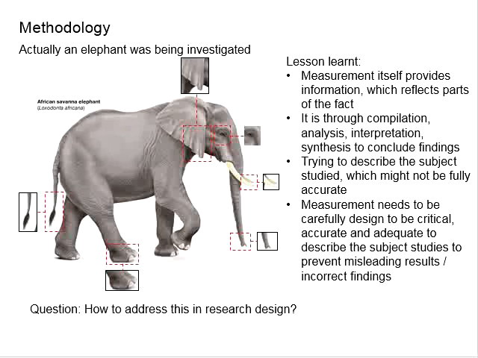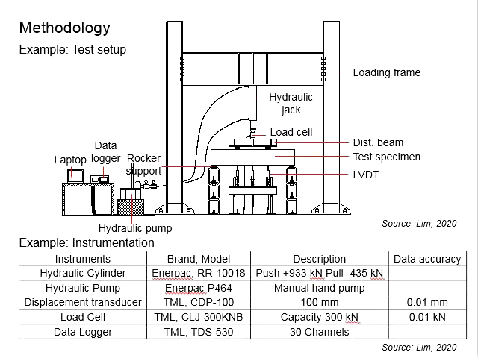This is basically a metaphor to describe a typical research, which gives us some lesson that the measurement itself provides information which reflects parts of the facts. You might not see it clearly here because all the while we have been talking about rhino and elephant. Maybe let us look into this example that you want to do a testing.